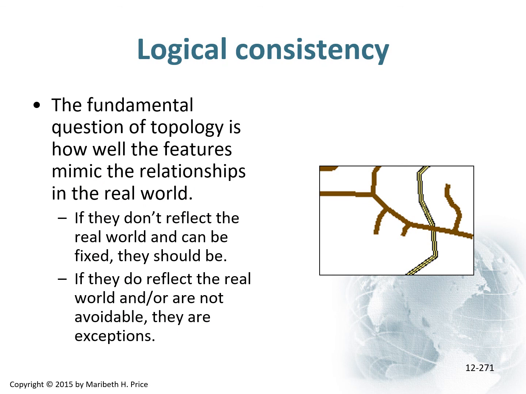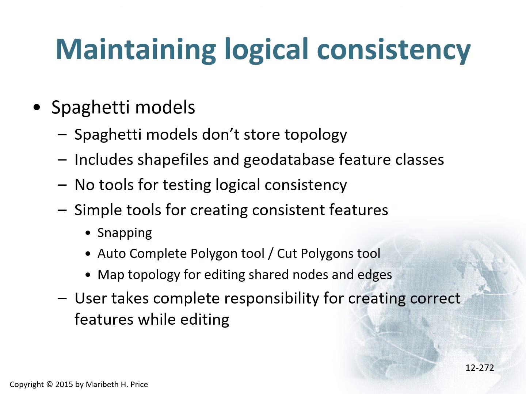Again, go back to the logical consistency. It is the fundamental question of topology: how well features mimic relationships in the real world. Does it behave in the GIS the way it's supposed to behave, or the way it behaves in the real world? How do we maintain it?